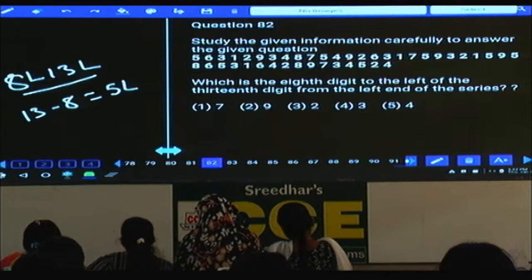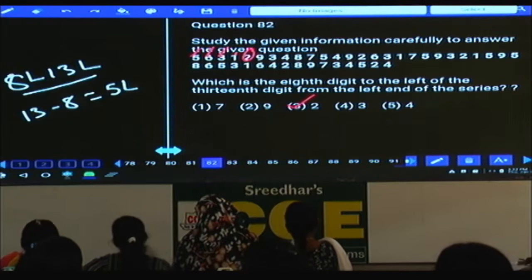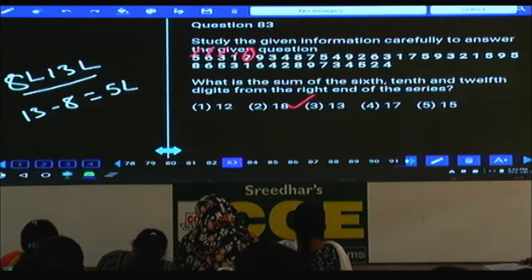5. Now finally 5th element from the left hand. What is the 5th element from the left hand? 1, 2, 3, 4, 5. 2 is the answer, choice 3. Whenever the directions are same, subtract between these two. Done? 82. Then question number 83.